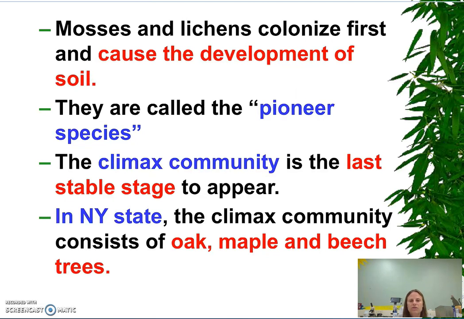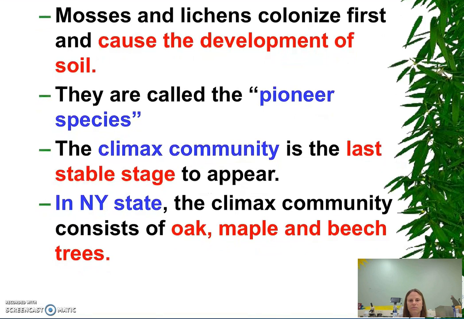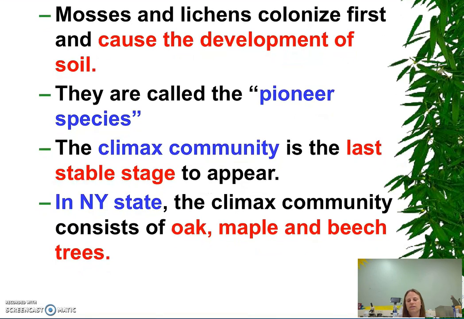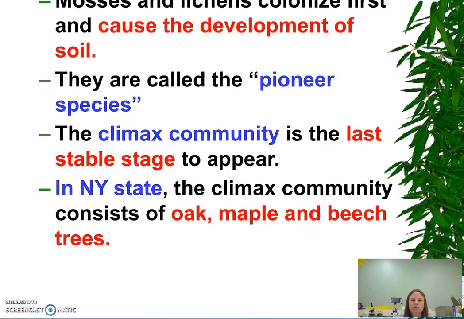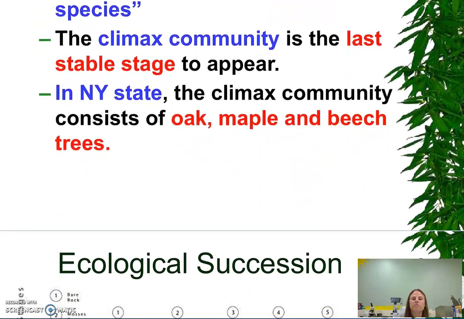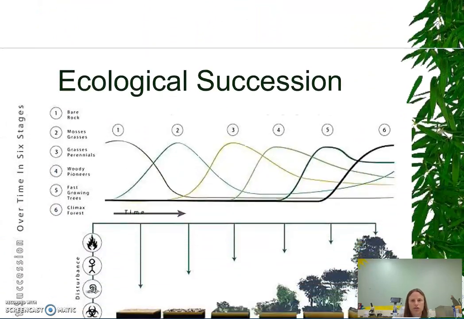The climax community is the last stable stage, and this community contains the most biodiversity and the most biomass, and in general, it's the most stable community. So in New York State, the climax community consists of oak trees, maple trees, and beech trees.